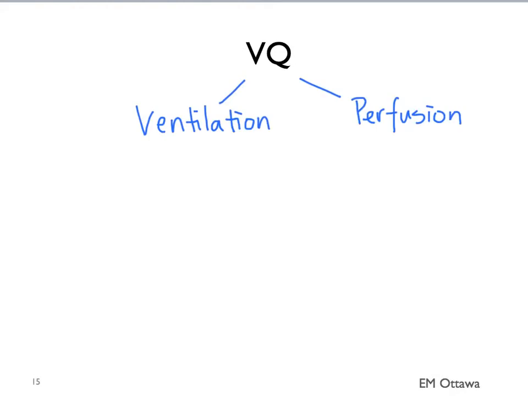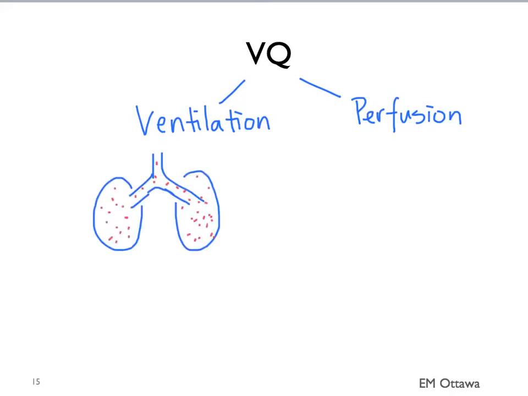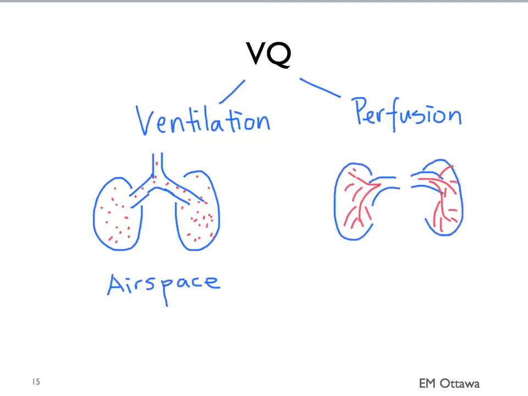The next tests are usually used for confirmation of PE. The first one is a VQ scan. It stands for ventilation perfusion scan. It is a test done by nuclear medicine. The patient inhales air that has a radionucleotide. The nucleotide then enters the air spaces of the lungs. During the perfusion phase, we inject a radionucleotide intravenously to look for blood flow in the lungs. In patients with PE, there will be a part of the lung that has ventilation, but no blood flow.